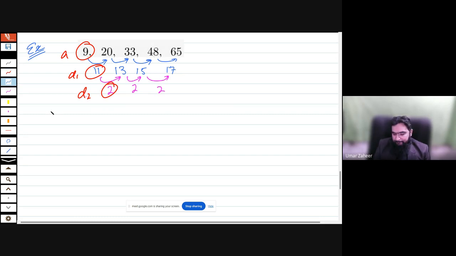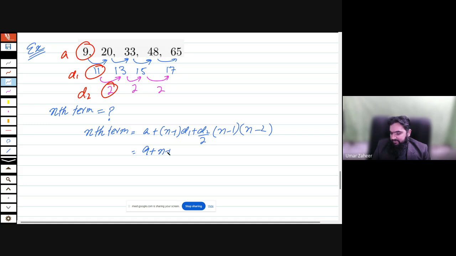We are finding the nth term first of all. So the nth term is equal to A plus (n minus 1) times D1 plus D2 divided by 2 times (n minus 1)(n minus 2). The first term is 9 plus (n minus 1), D1 is 11, plus D2 is 2 divided by 2 times (n minus 1)(n minus 2). The 2s will be cancelled out.